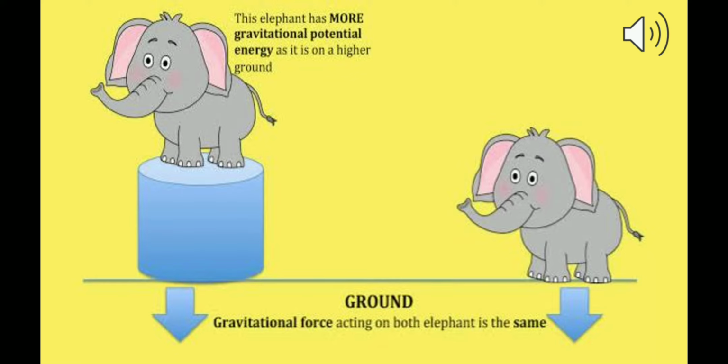So if I talk about this figure, the elephant which is standing on the ground, there gravity is not acting because the elephant is on the ground only. But in the second figure, when the elephant is standing on some height, there is some work done by gravity also. And so it possesses more energy. And that is why the gravitational potential energy for the elephant which is standing at a height is more. I hope it would have been a little bit more clear.